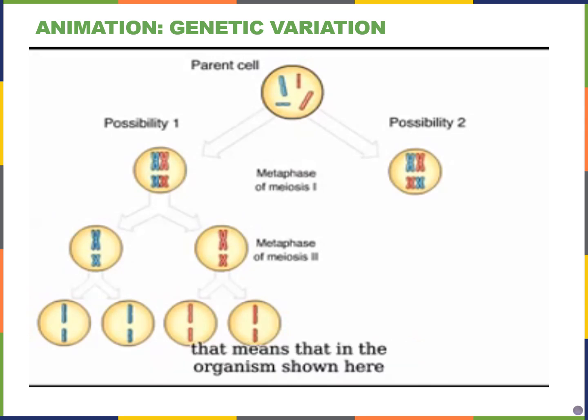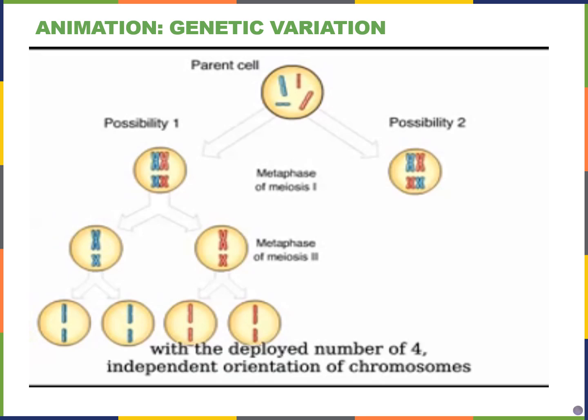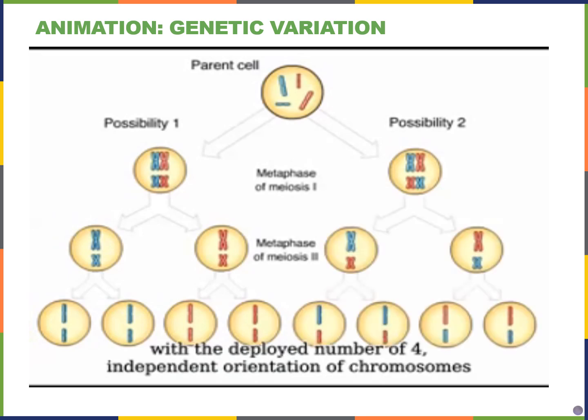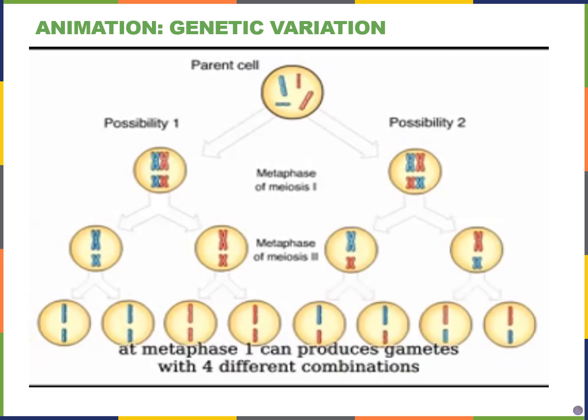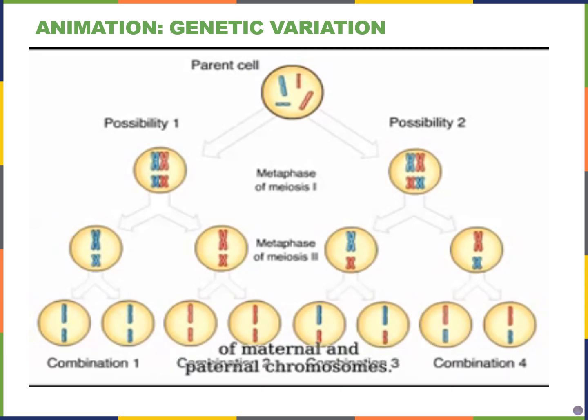That means that in the organism shown here, with the diploid number of 4, independent orientation of chromosomes at metaphase 1 can produce gametes with 4 different combinations of maternal and paternal chromosomes. In a human being with 46 chromosomes, more than 8 million combinations are possible.